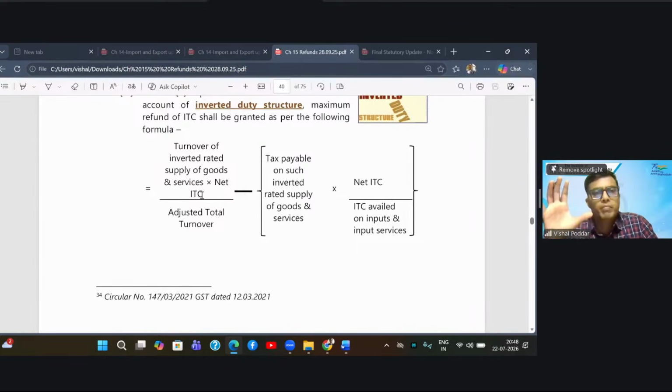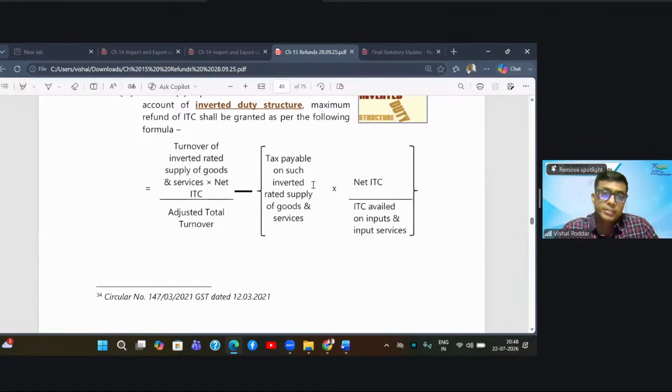So again, same example, 100 rupees turnover, out of which 60 was export. In balance 40, 25 is inverted duty structure. So numerator will be 25, denominator will be 100, right? Minus tax payable on such inverted duty supply multiplied by net ITC upon ITC availed on inputs and input services. So basically, now what is happening inside this bracket is, since this is an inverted duty structure, you have already paid some tax on this inverted duty supply.